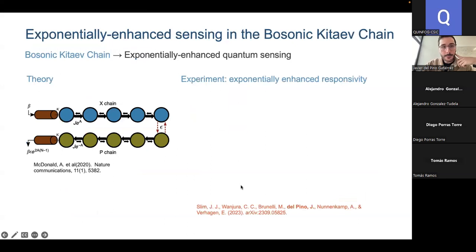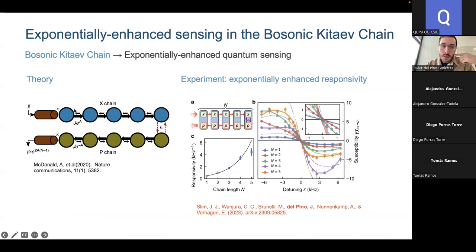We also show experimentally that this funny way where the X quadratures get amplified in one direction while the P quadratures are de-amplified can be used for sensing. It leads to exponentially enhanced sensing. In fact, this was not our proposal. This was first proposed by the group of Aashish Clerk. And the experiment shows that the responsivity of the system can actually be enhanced by this process.